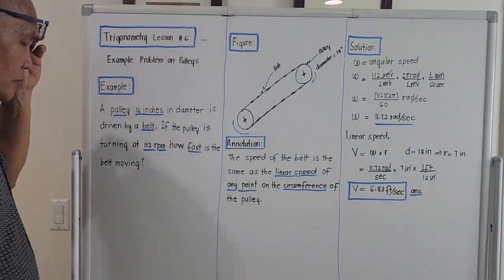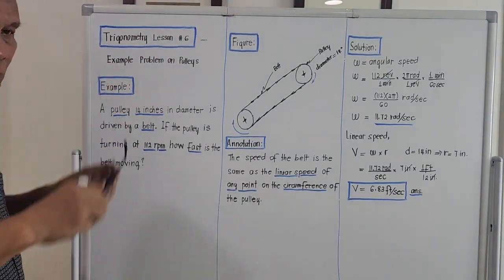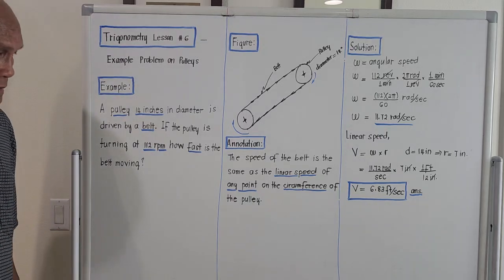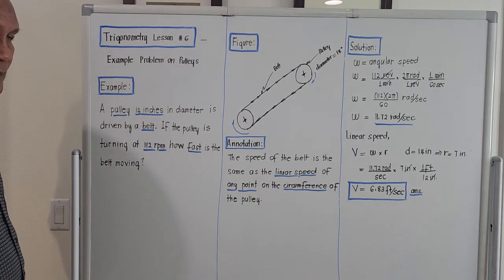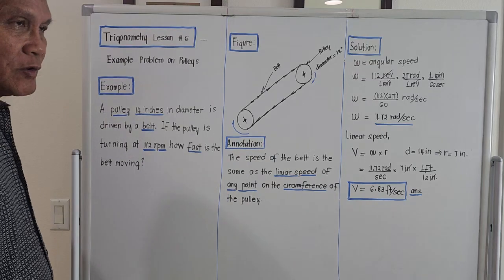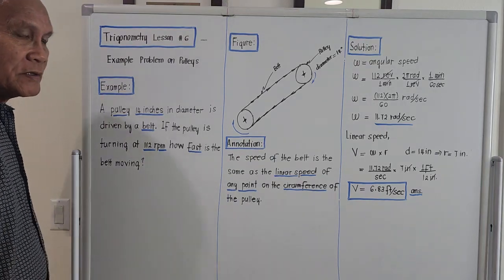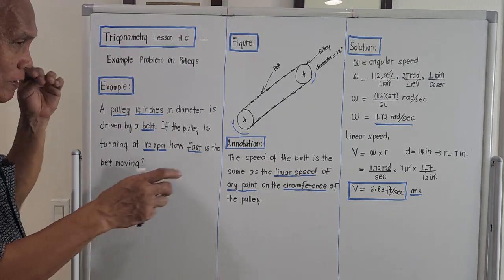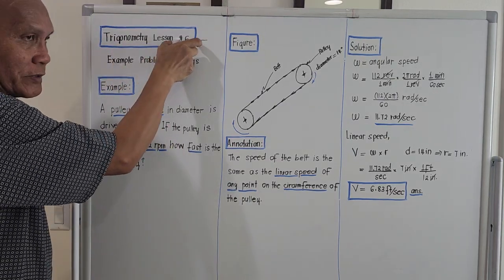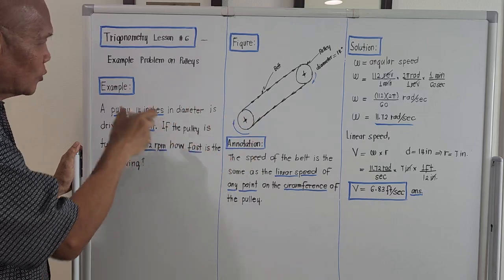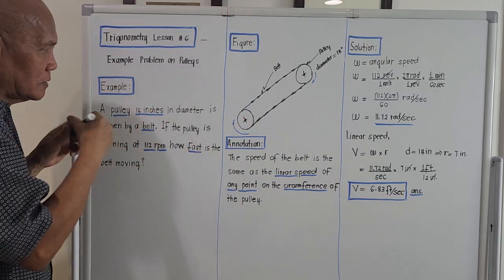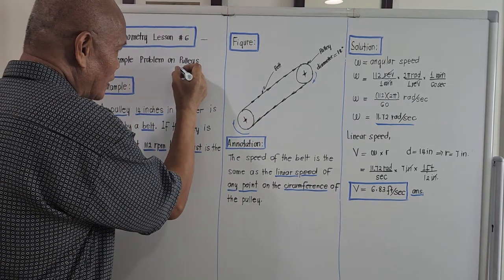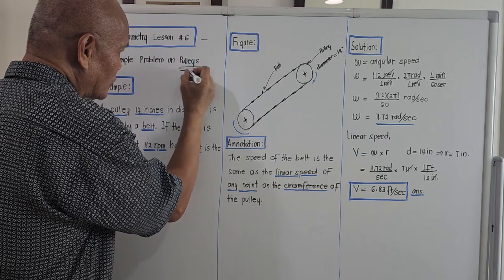Lesson number 6 will still be a problem using the concept of angles. The title of the topic for tonight is Trigonometry, lesson number 6, and the contents will be an example problem on pulleys. This will now be a practical application of angles.